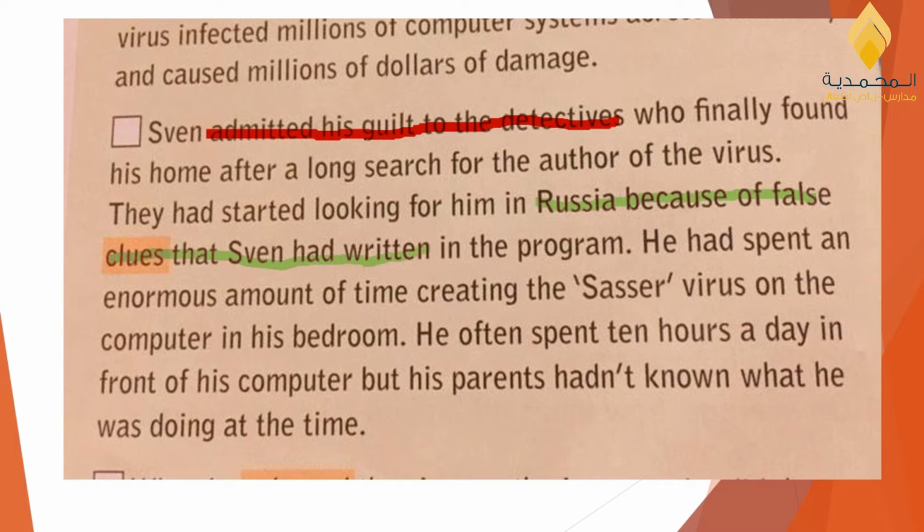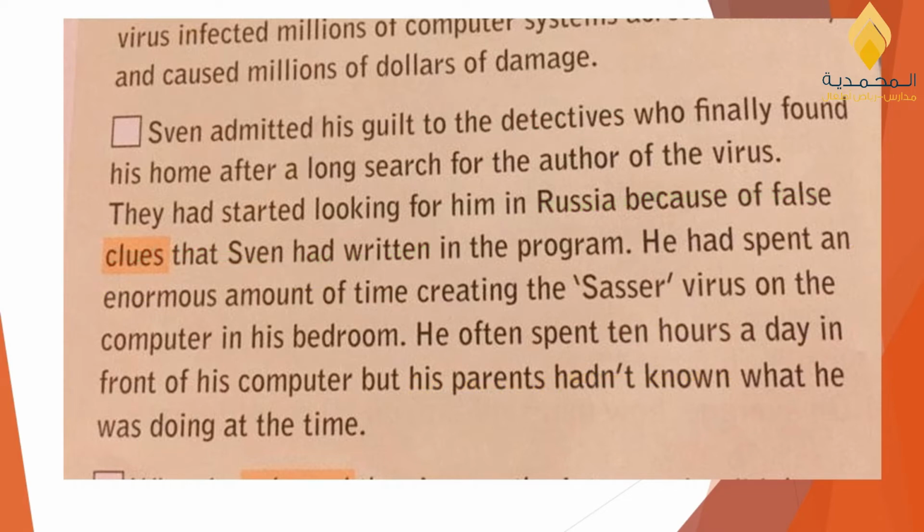So, what are the false clues? What is a clue? A piece of information. Did it take him a lot of time to create the virus? Yes, he spent an enormous amount. Enormous means a very large amount of time. He spent 10 hours a day. Did his parents know what he did? No, his parents didn't know what he was doing.